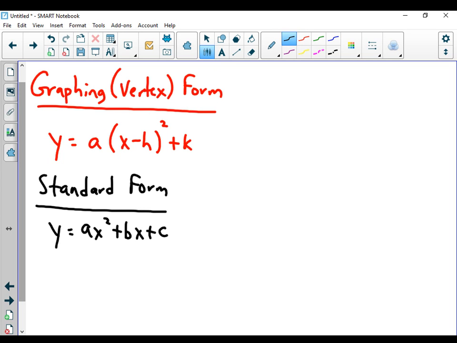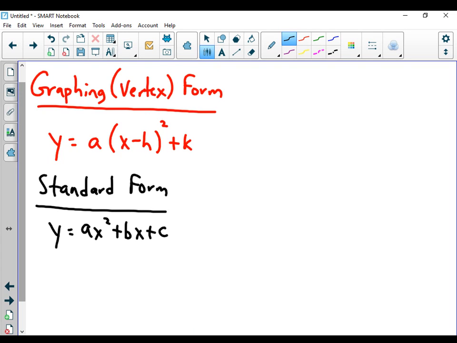Now, it doesn't mean that standard form's useless. We can still find a little bit of information about it. For instance, there are a couple things on here that are useful as far as the graph's concerned. What would be special about the C value there? We're looking at that constant. Y-intercept. So I can pick out the y-intercept because the C value would be the y-intercept. Notice it does have an A value just like the graphing form does. So it would still tell me whether it's stretched or compressed or whether it's opening up or down. But I don't have that vertex to lean on like I do here.